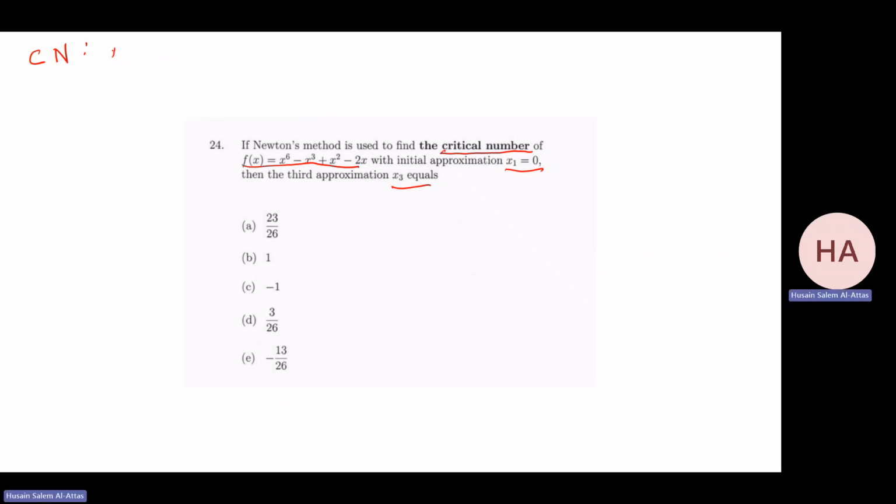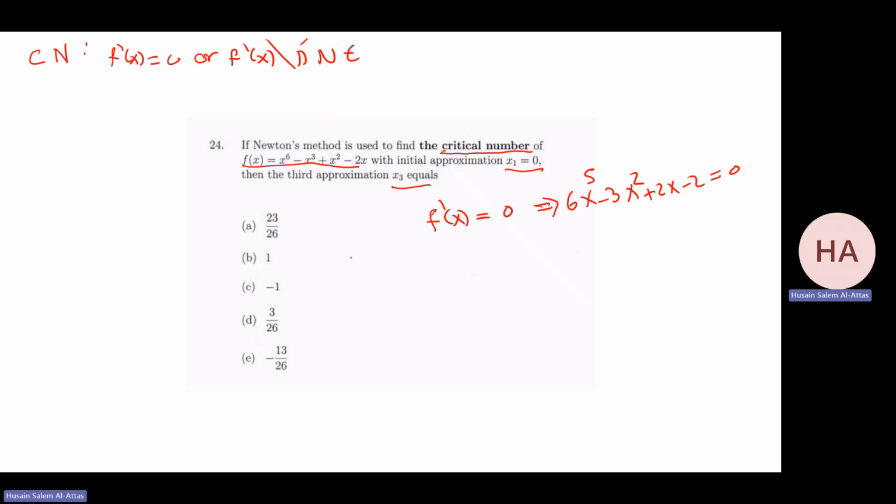So the equation I'm working with, the equation which I need to find the 0 of, or I need to solve f prime equals 0. What is the f prime? That means I need to solve 6x to the power 5 minus 3x squared plus 2x minus 2 equals 0. So my function, which I am working with, is this function.